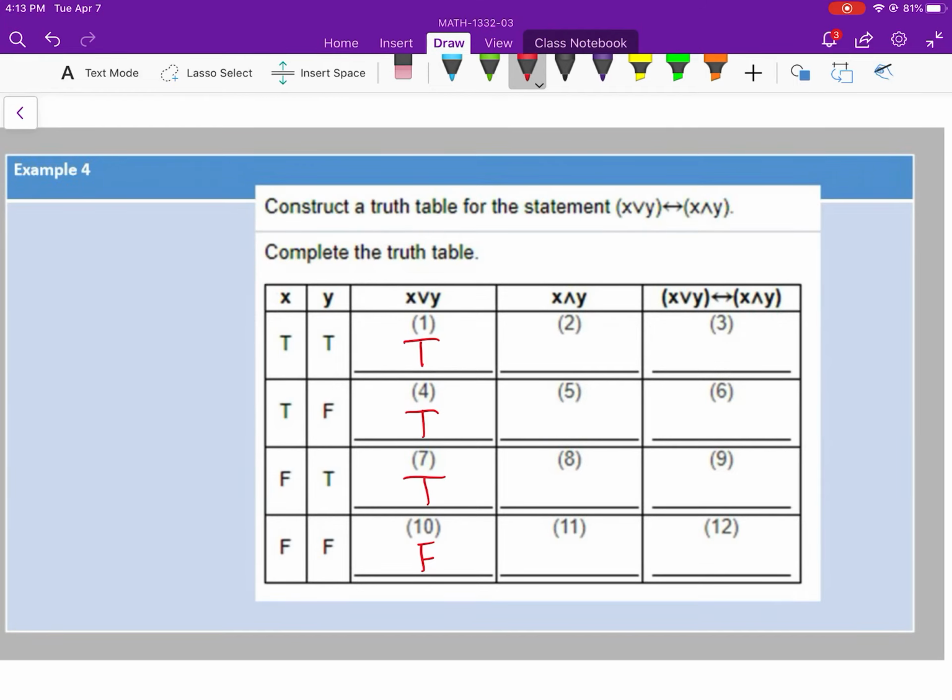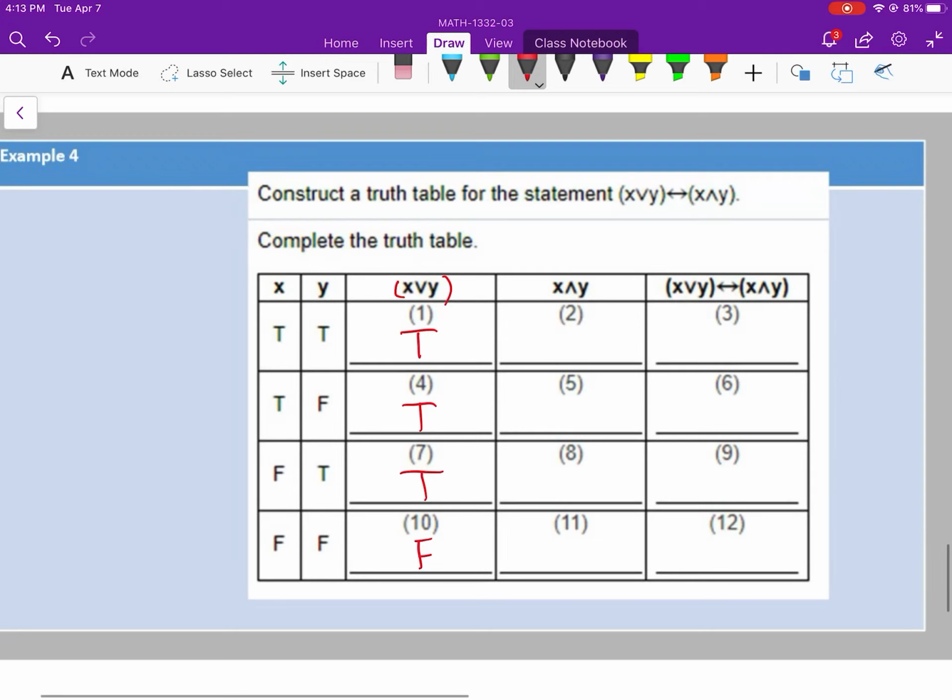Okay? Next column is my and. Okay? Don't forget these were the ones that were in parentheses for us. X and y. So true and true results in true. True and false results in false. False and true results in false. And false and false results in false.